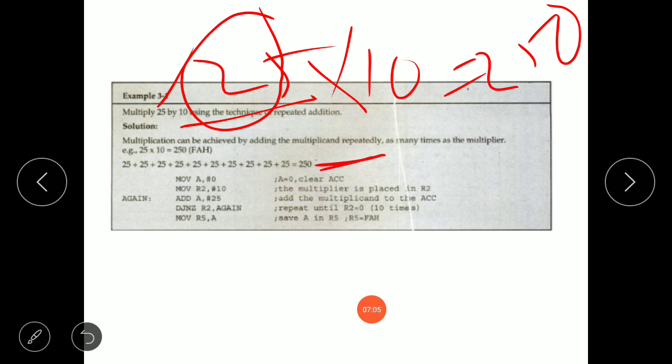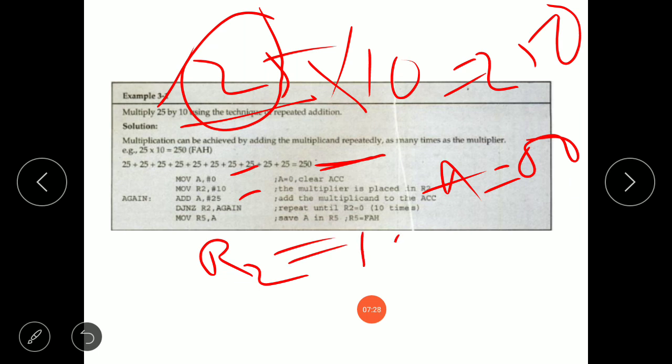First, I need to clear the accumulator, that is, I need to make the accumulator 0. So what I have done: MOV A, #0 means I am storing the value 00 into the accumulator. Now next instruction, MOV R2, #10. So I am setting the counter in register R2. I am storing R2 equal to 10. Next instruction is ADD A, #25.